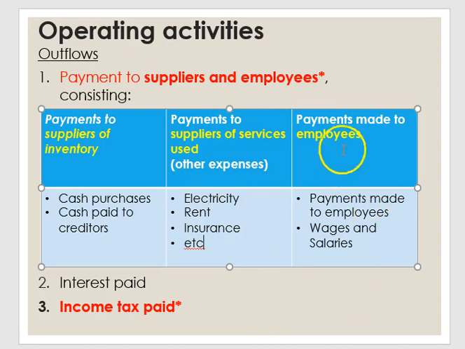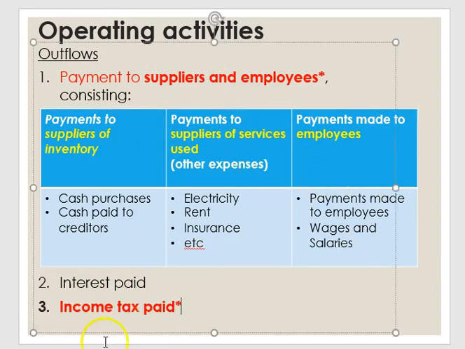Next will be payments made to employees, such as wages and salaries. If we pay employees salaries, there is a cash outflow there, due to payment of wages and salaries. So we need to record it down in payments to suppliers and employees as well. Under payment to suppliers and employees, you must remember that you need to include all of these items.